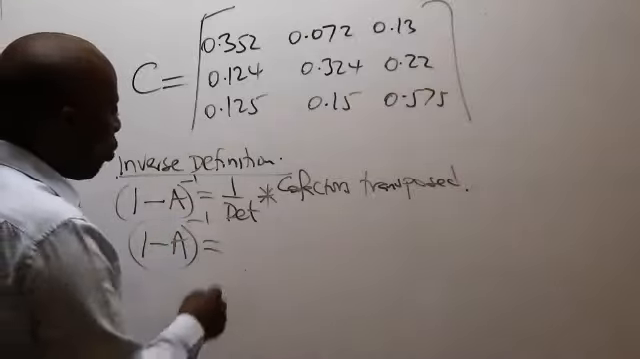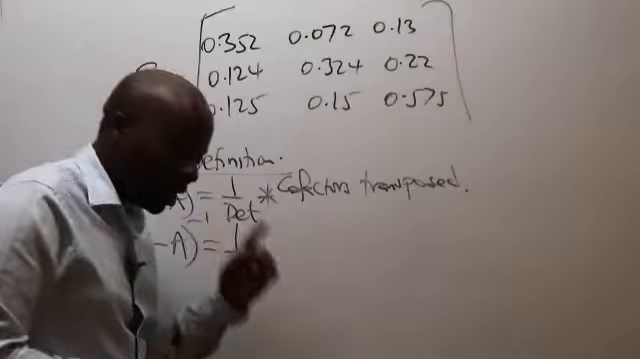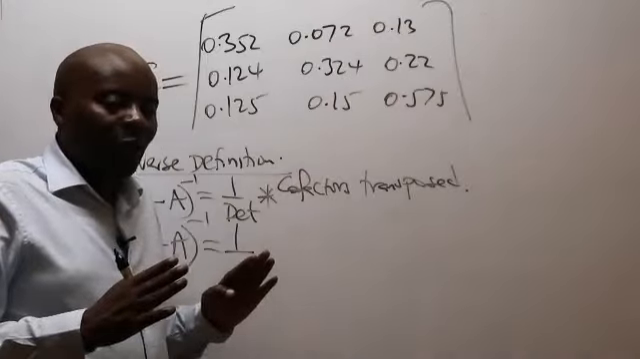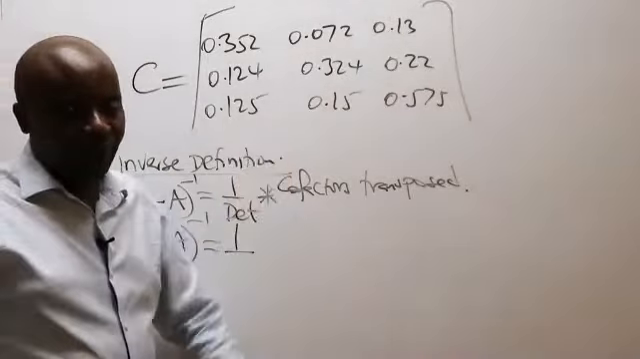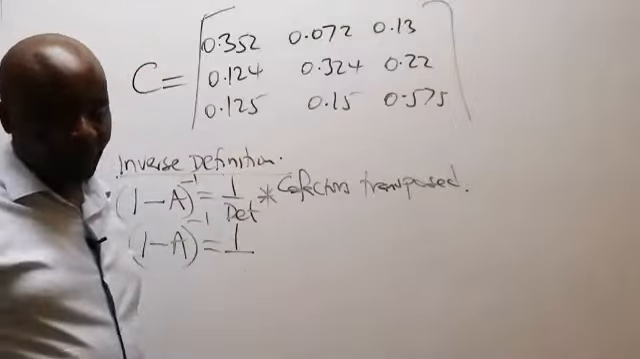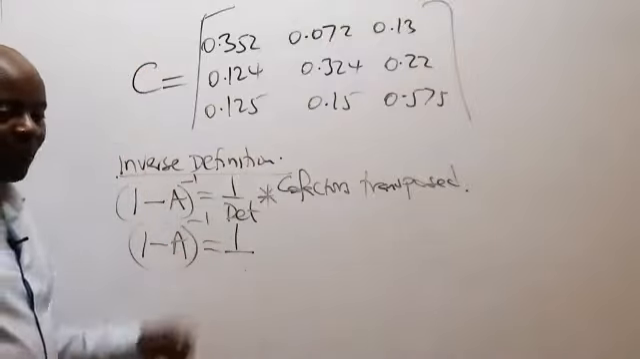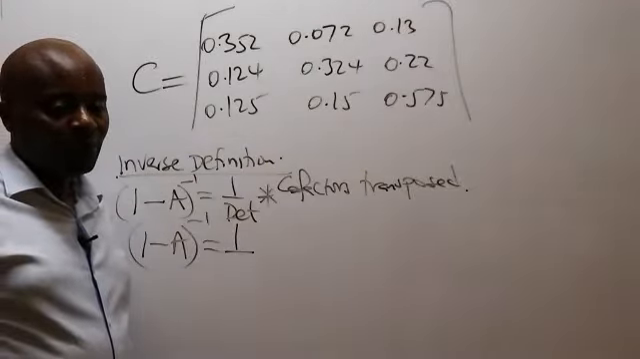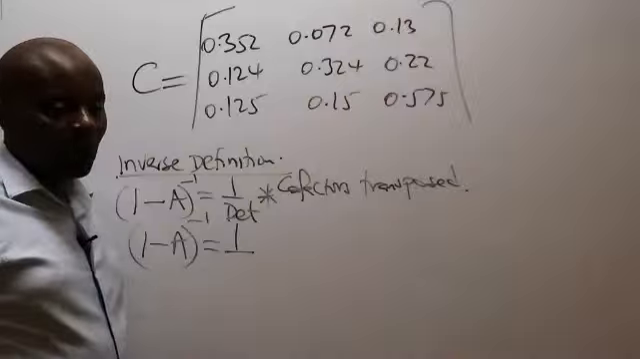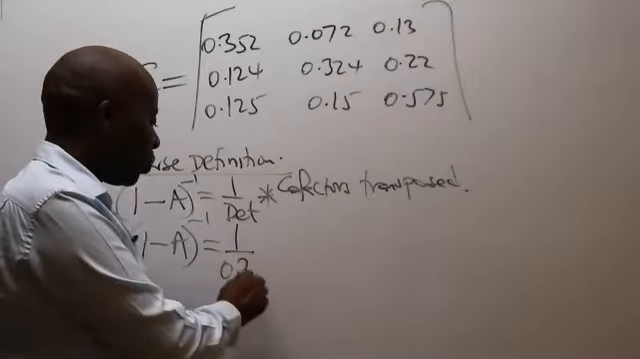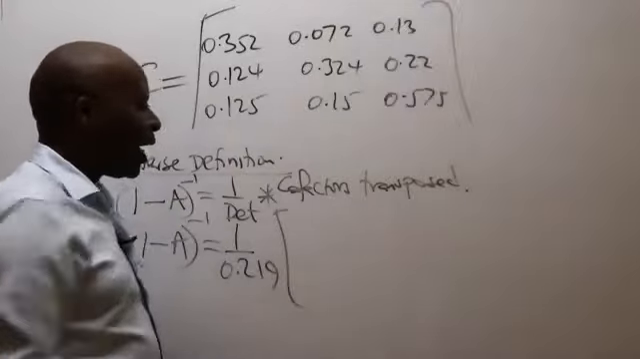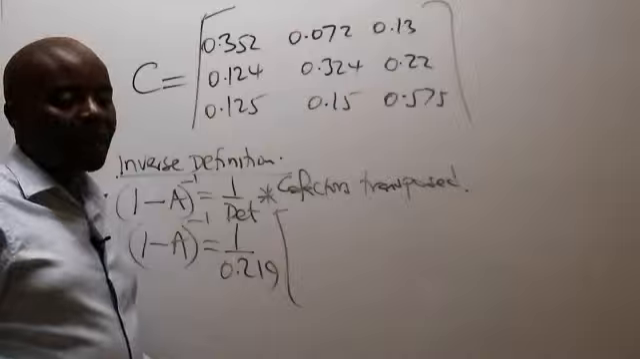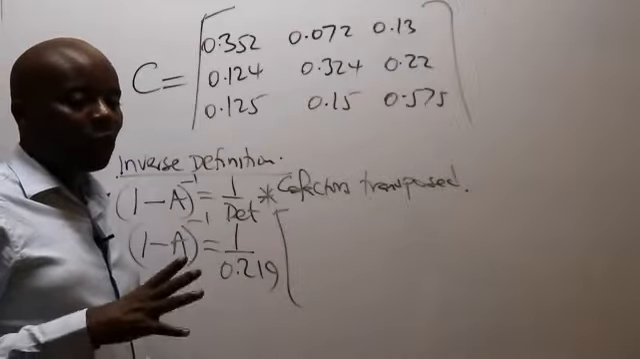So ladies and gentlemen, if that is the case, then my (I minus A) inverse will be equal to 1 over the determinant that we got in part 1. I would want someone to remind me, who is able to remember that figure? 0.219. So this is 0.219, times the cofactors, thank you very much, James, times the cofactors transposed.